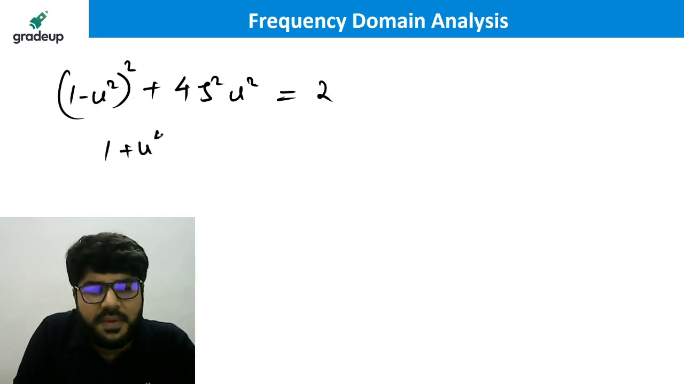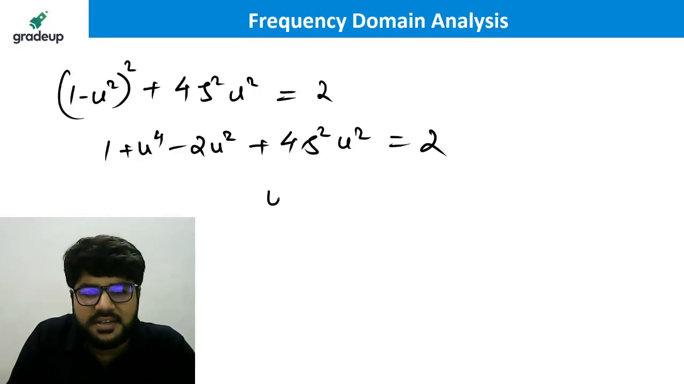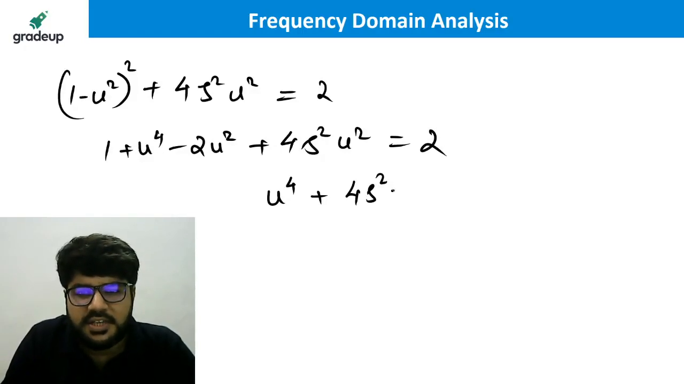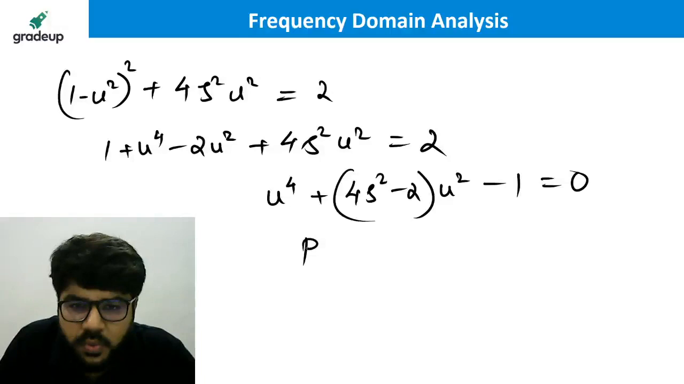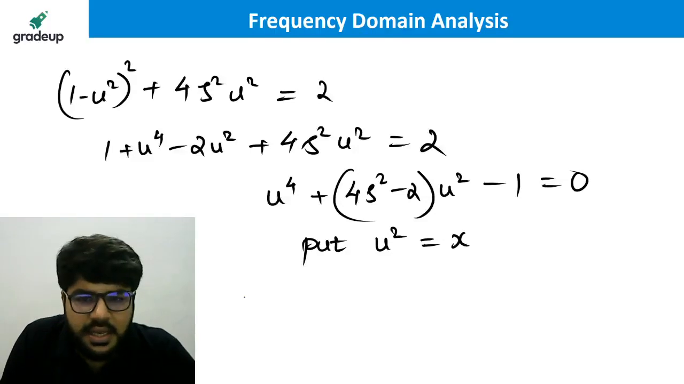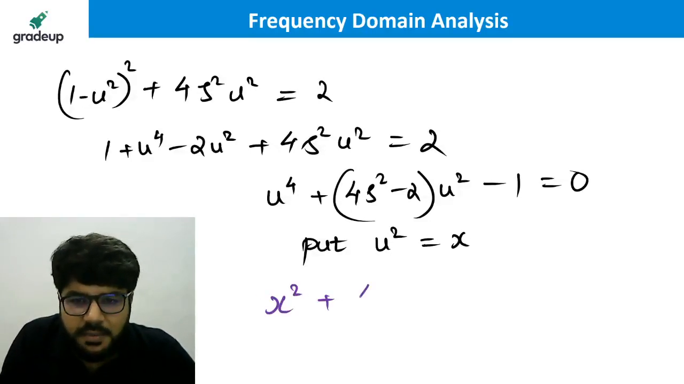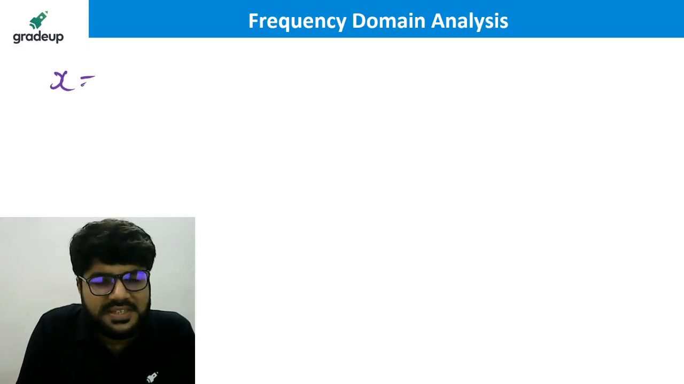This is 1 plus u power 4 minus 2u square plus 4 zeta square u square is equal to 2. Simplifying this, you get u raised to the power 4 plus (4 zeta square minus 2) into u square minus 1 equal to 0. This 2 is shifted to the left hand side, 1 minus 2 equal to minus 1. And to solve this, put u square equal to x so that you get a quadratic equation: x square plus (4 zeta square minus 2) into x minus 1 equal to 0. So what is the value of x?